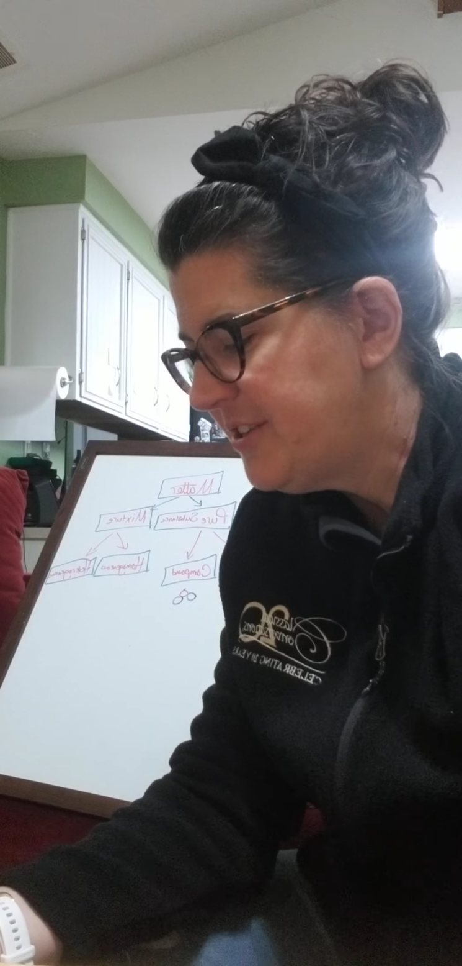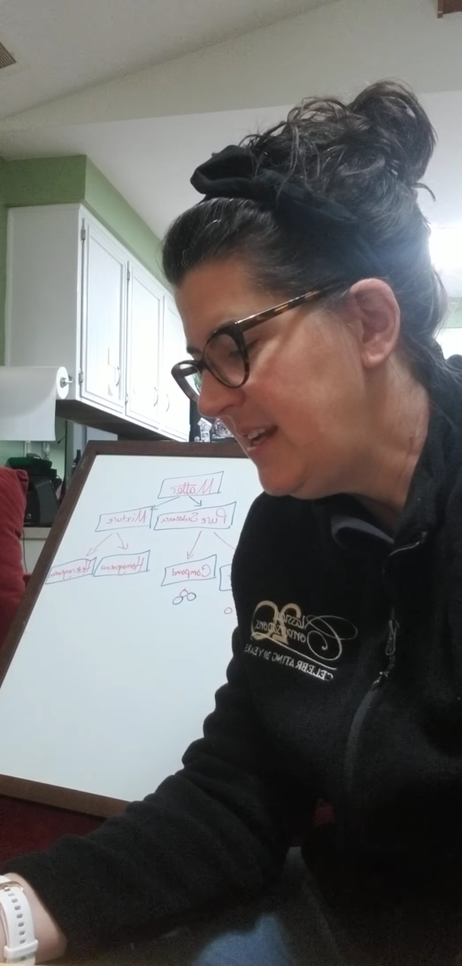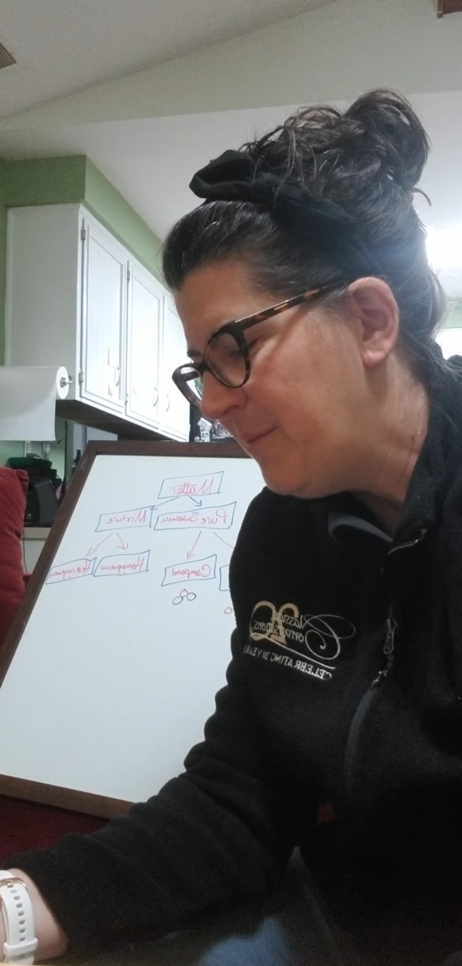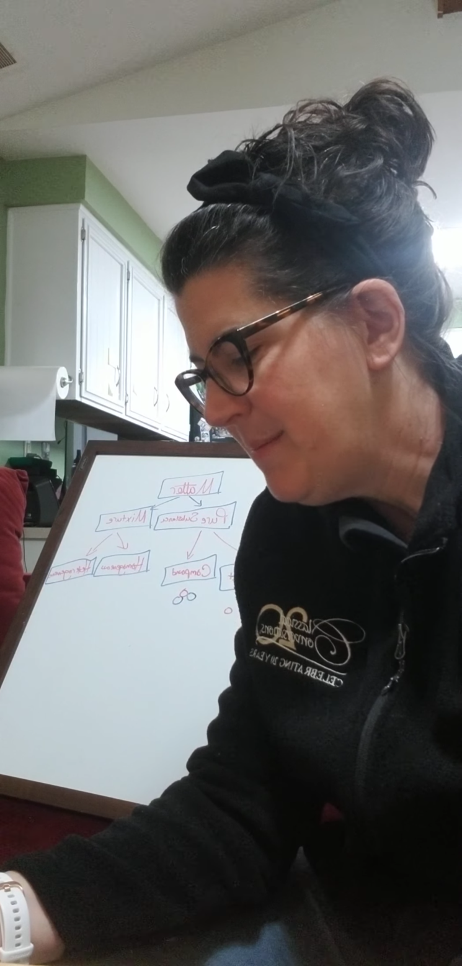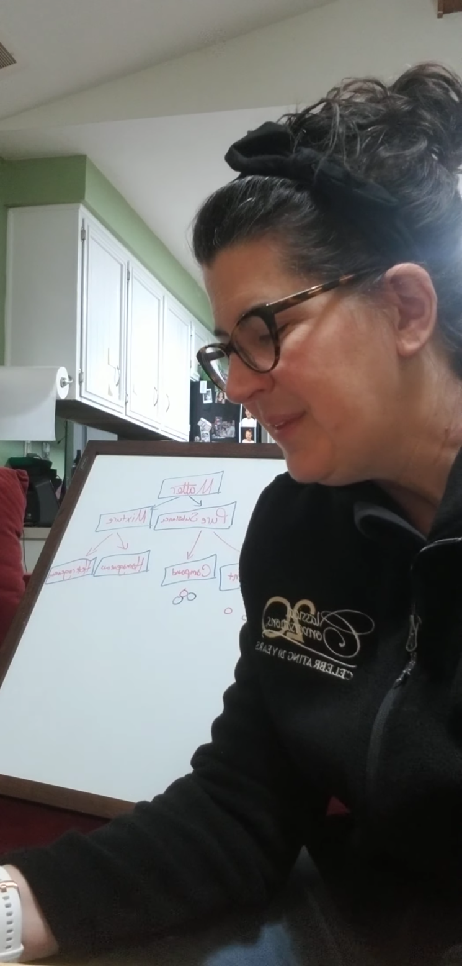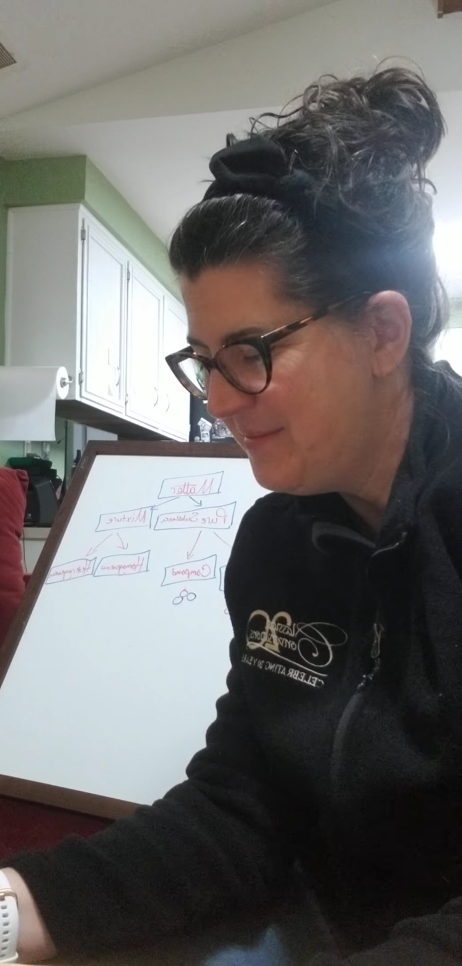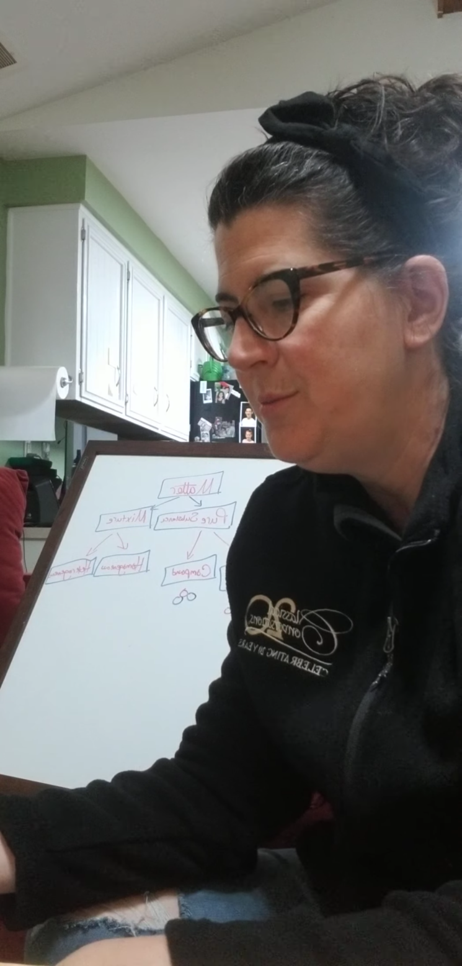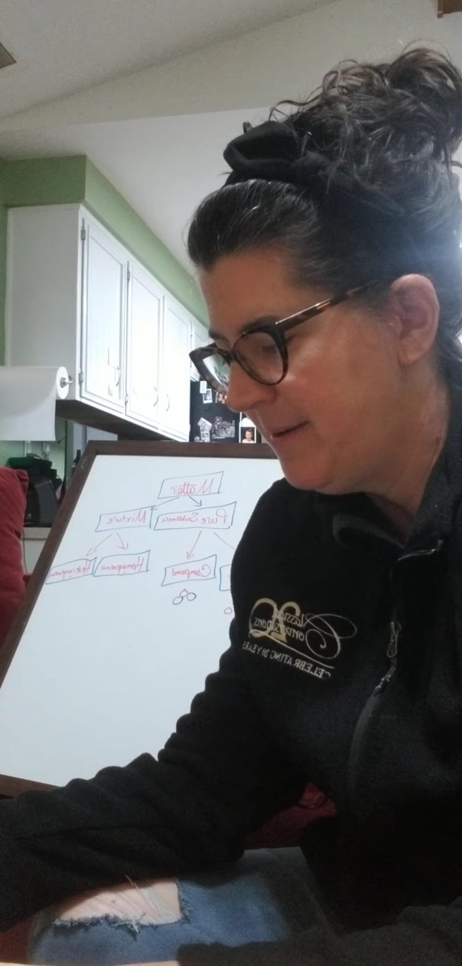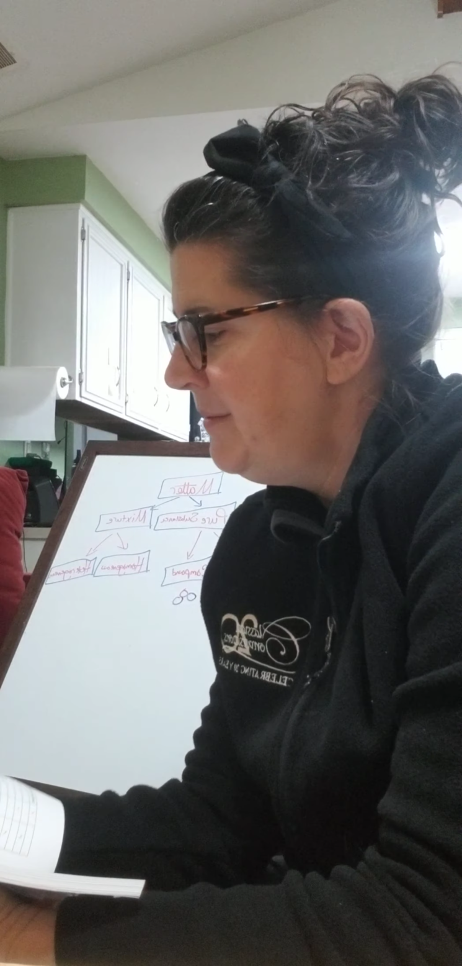Which action involves a chemical change? Making sweet tea, freezing water into ice cubes, shredding paper, or baking a cake. What do you think? I've always told you guys, when you do baking, you are doing chemistry. Baking a cake is a chemical change. Evaporation and condensation are phase changes.